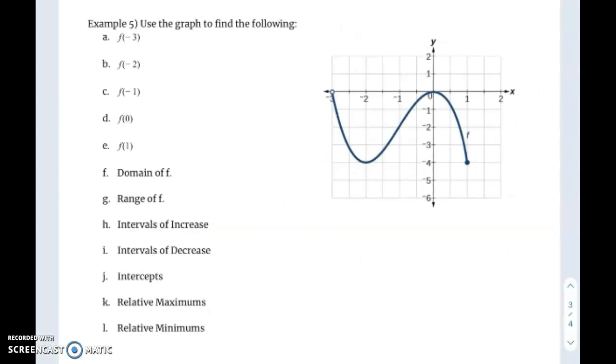Now moving on to example 5, we're going to analyze this graph. The first A, B, C, D, E are evaluating the function at certain x values. So f of -3 is what A says. F of -3 wants to know the function value at the x value -3. So if we go to -3 on the graph, right here, we're going to see that it's an open circle, which means it is undefined.